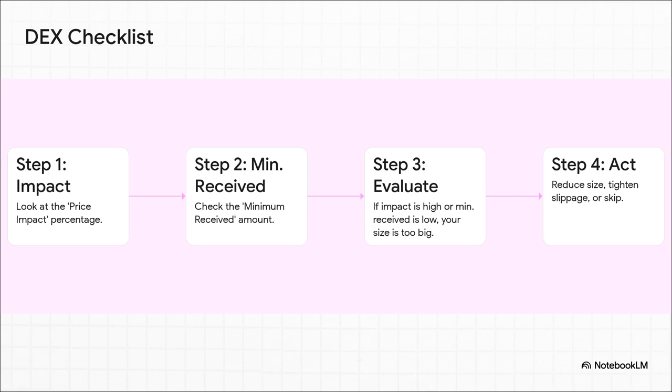And you know what? The exact same principle works on a decentralized exchange, a DEX. You just look for different clues. First, look at that price impact warning. The DEX is literally screaming at you what we've been talking about. Second, check the minimum received amount. If that number is way lower than you expect, that's another huge red flag that your size is too big for the current liquidity. The response is pretty much the same. Reduce your size, maybe tighten your slippage, or just skip the trade entirely.